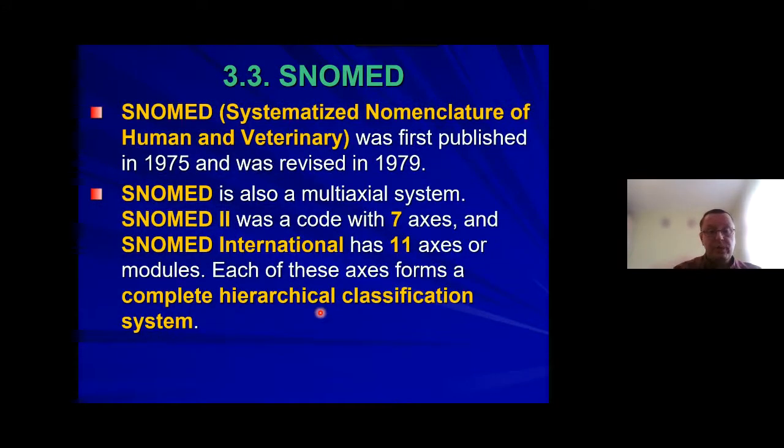SNOMED. First of all, note that now we are talking about a nomenclature, not a coding system. SNOMED was published in 1965 and revised in 1979. It's also a multi-axial system. The modern SNOMED International version has 11 axes or modules, and each of these axes forms a complete hierarchical classification system. So under a nomenclature, we have not one classification, we have a family of concurrent classification systems.